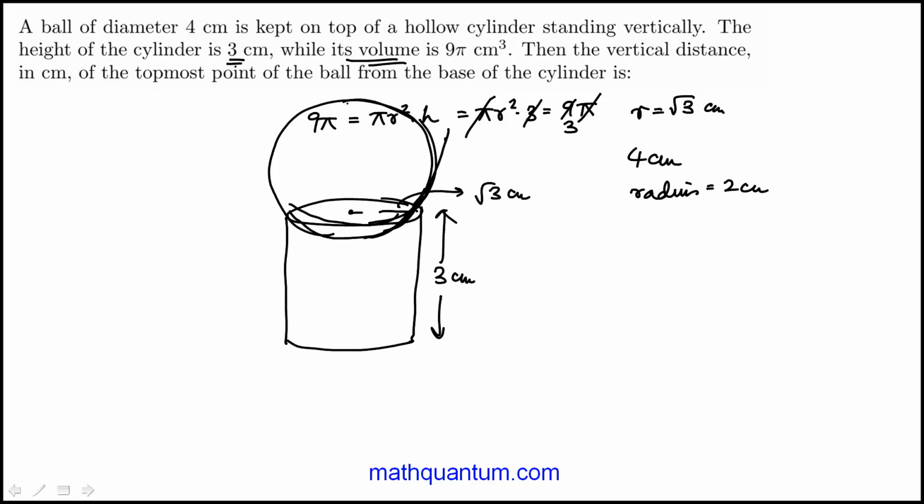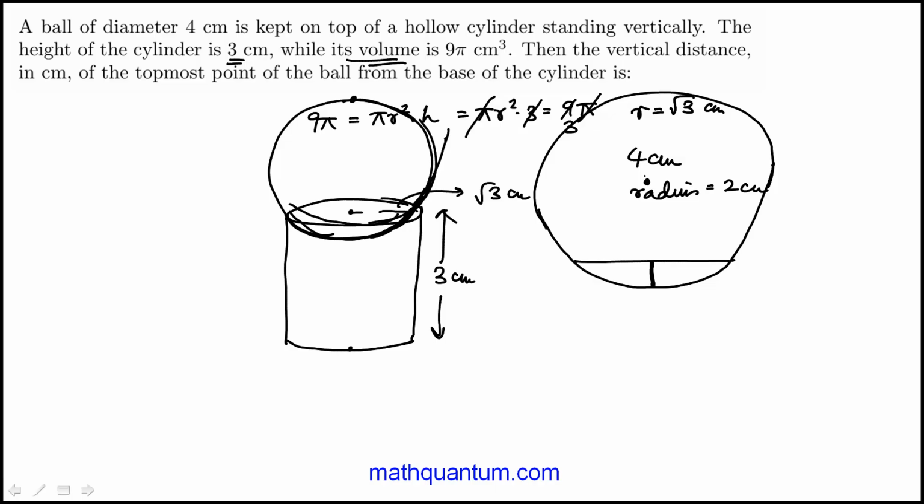The question is the vertical distance from the topmost point of the ball to the base. So what I need to figure out is the kind of drop, meaning you have something like that. And so if I'm drawing it as a circle, I need to figure out that distance here. So if I connect, I'm kind of making a slice, and this is the circle that slice is part of. That radius is 2, that's 2.